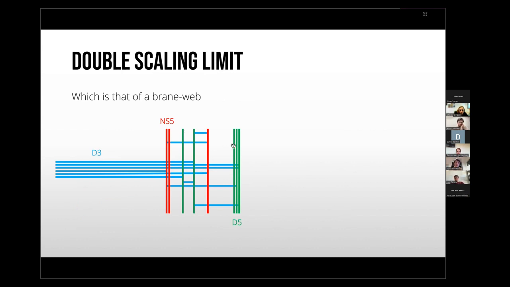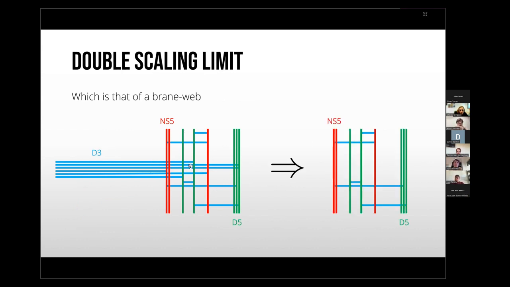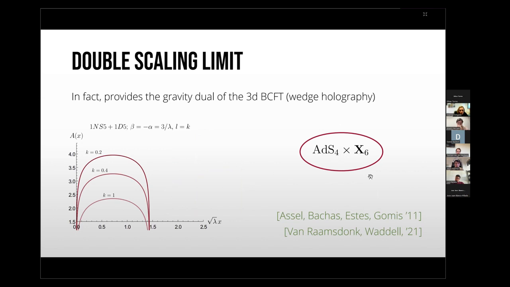This dynamic is that of a brane web. You have the D3s ending on a brane web of NS5 and D5. You get this web. And in fact it provides the gravity dual of the three-dimensional boundary conformal field theory. Do you remember that you have the D3s that are dual to four-dimensional N=4 super Yang-Mills, and that end on a defect, a three-dimensional boundary conformal field theory defect, that is dual to this solution that we get using the double scaling limit. It's like the dual of the AdS4. And this solution alone, without the double scaling limit, was presented in this paper, for example.